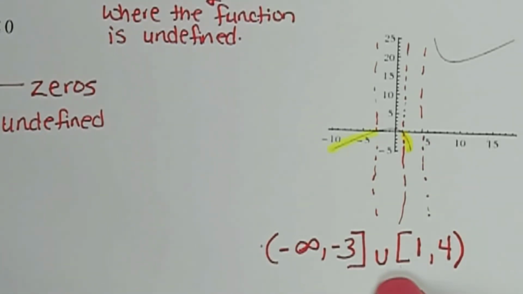I found my zeros. I found where my function is undefined. And it's as simple as looking at the graph and asking yourself, where is the function positive, where is it negative, and where is it 0?